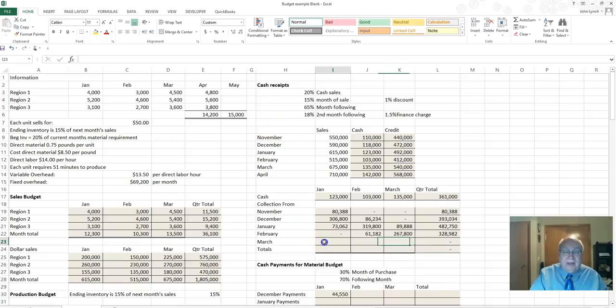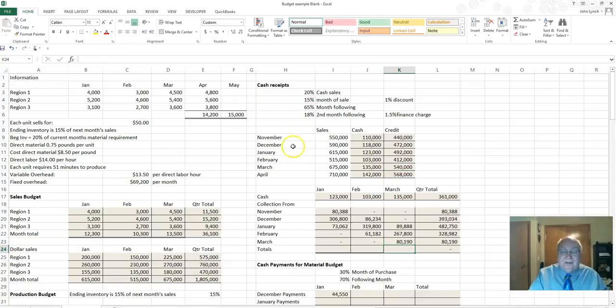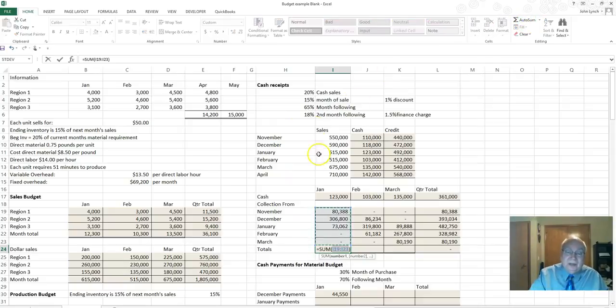Okay. And then March, we don't collect anything in January or February, so I'll just put zeros in there. You don't have to. On this one, we collect 15%, and remember that has a 1% discount. So it's the 540 times the 15% times 0.99, comma 0. Okay, and then we have the monthly totals, which we want to include the 123 for.